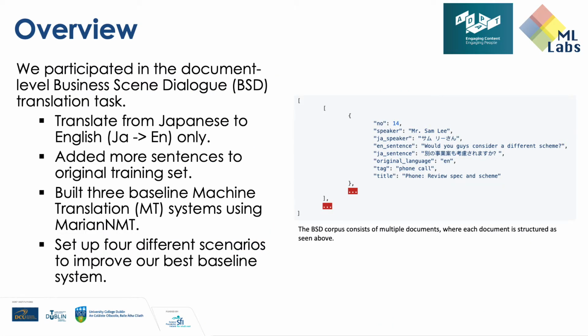So, just a short overview of what we've done. We participated in the document level business scene dialogue translation task, and for this, we only considered translating from Japanese to English. We started off by adding more sentences to the original training set. From there, we built three baseline machine translation systems using Marian NMT. And then finally, we set up four different scenarios to improve our best baseline system. These scenarios were different fine tuning methods.